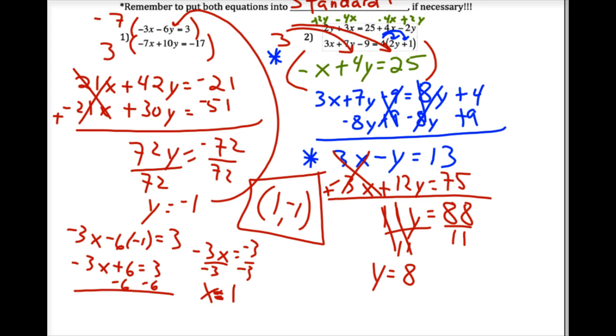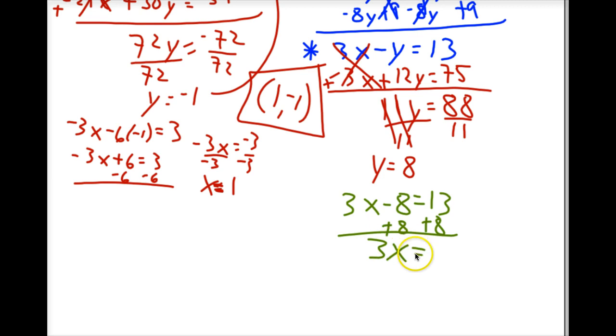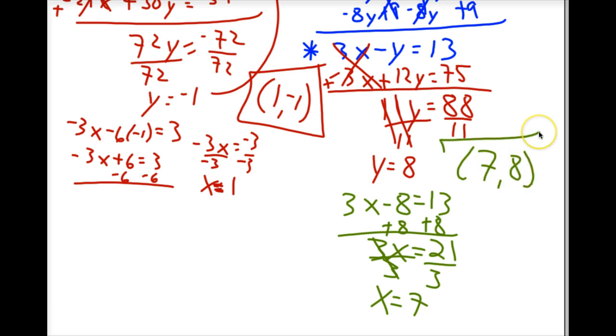The blue equation here, 3x minus y equals 13. Do not use those original equations. You will get the right answer, but look how big. No, use the standard form version. So 3x minus 8 equals 13. Add 8. 3x equals 21. What's x, guys? 7. Pair them up. 7 comma 8.